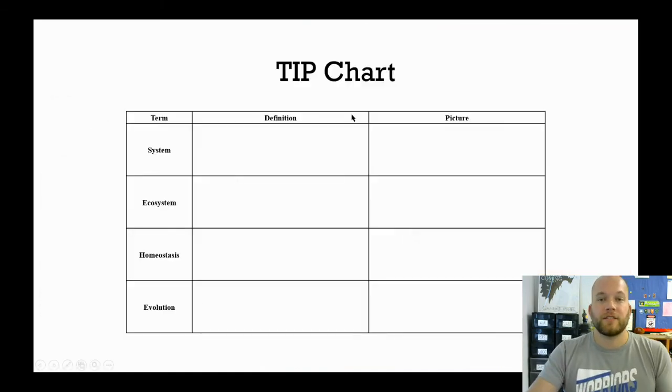The tip chart, that's term, information, picture. This is how we do vocabulary. So the term, I give you the terms. Each week, I give you a list of terms that I think are necessary for you understanding that week's subtopic. Then the information is the definition.